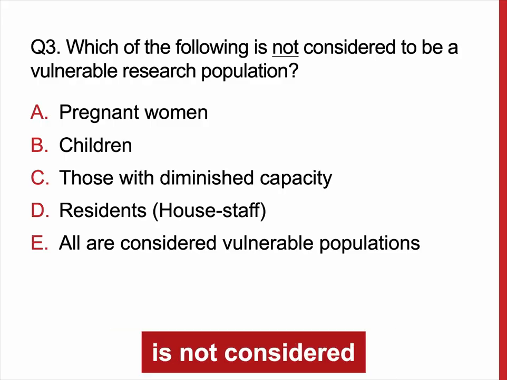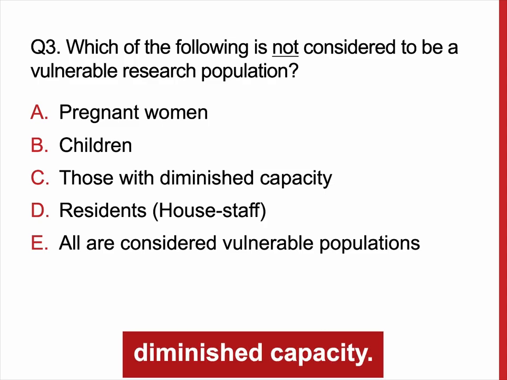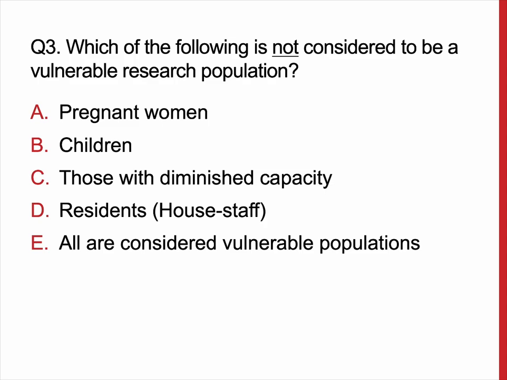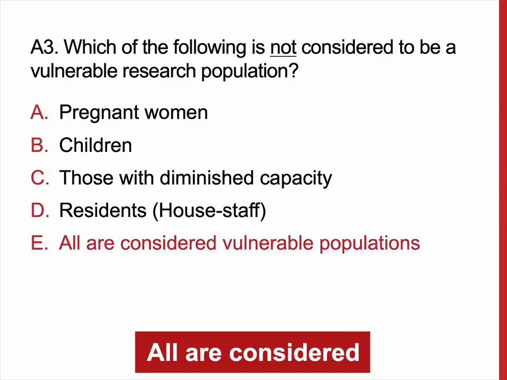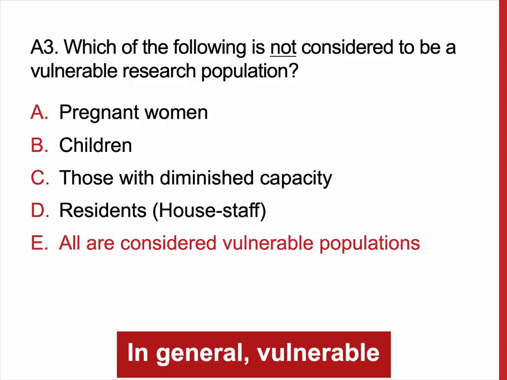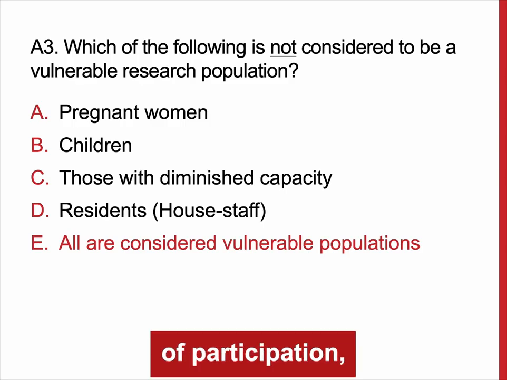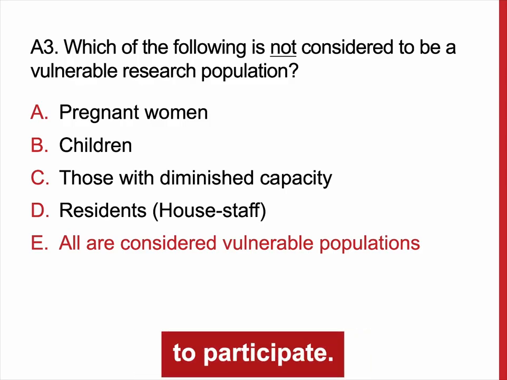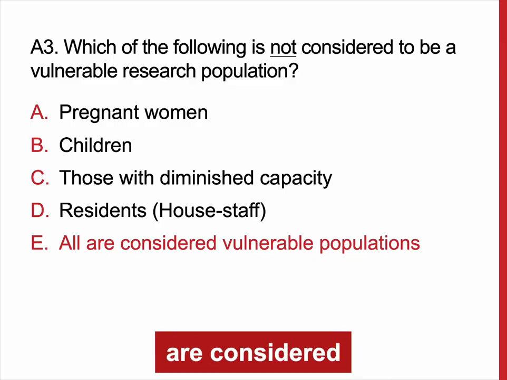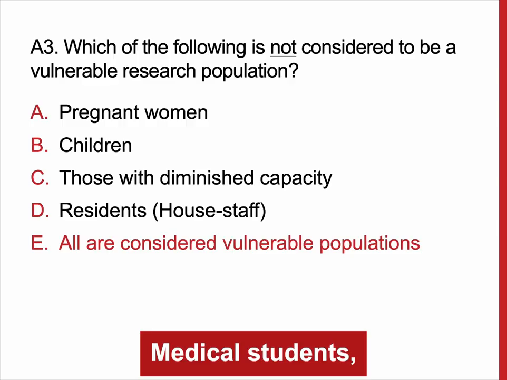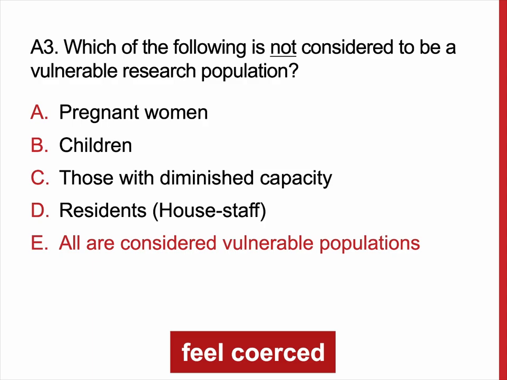Which of the following is not considered to be a vulnerable research population? A, pregnant women, B, children, C, those with diminished capacity, D, residents or house staff, or E, all are considered vulnerable populations? The answer is E, all are considered vulnerable populations. In general, vulnerable populations are those at an increased risk from participating, those unable to fully comprehend the nature of participation, and those at risk of coercion to participate. Pregnant women, children, those with diminished capacity, and prisoners are considered vulnerable populations. Medical students, residents, fellows, and faculty are also considered vulnerable research populations, in that they may feel coerced to participate.